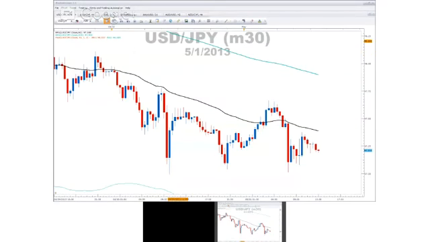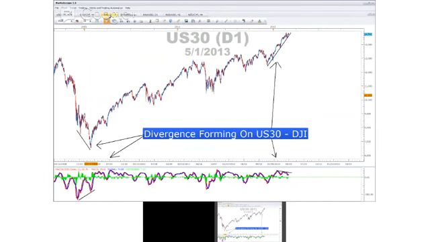Okay, so we looked at MACD, and again, that last thing I wanted to show you or leave you with was the current divergence we're seeing on the US 30, which is the Dow.